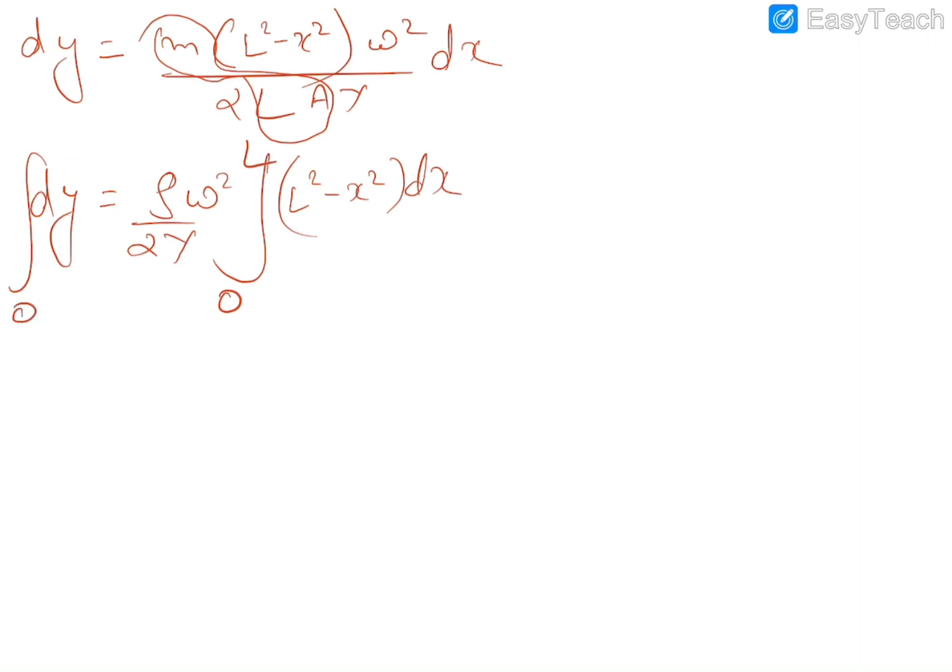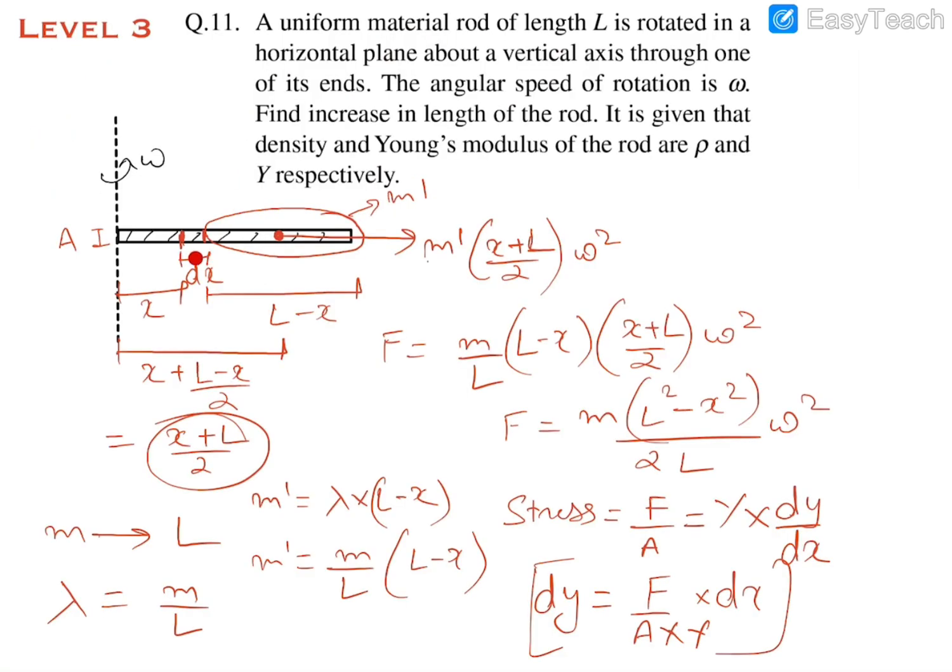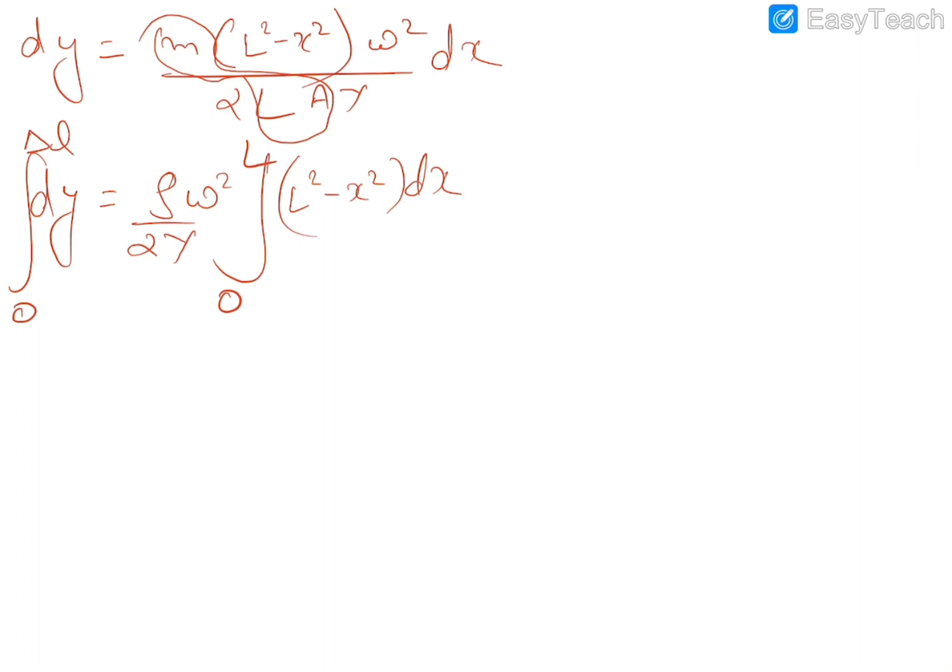And the limit of extension will be 0 to delta L. We have assumed that dy is the extension in the small part dx only, so the total extension is delta L. So the total extension delta L will be rho omega square by 2 gamma, and this is L square into x minus x cube by 3.